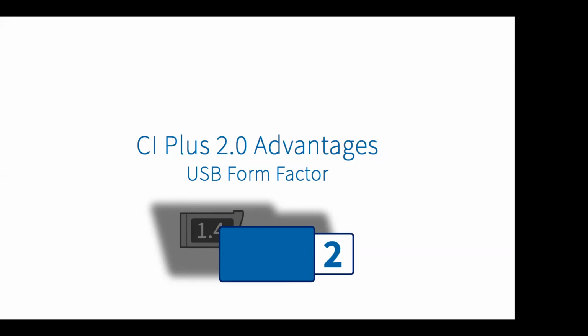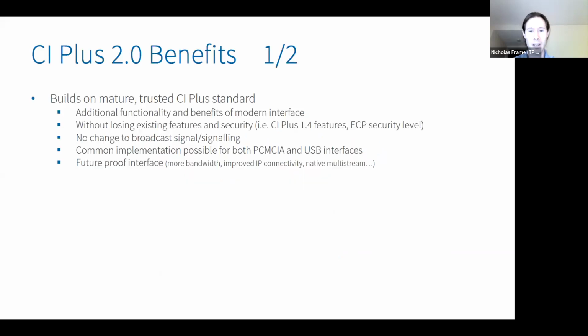Okay, so moving on to CI Plus 2.0 now. So we'll start with going through some of the benefits of this standard, because it might not be immediately clear why moving to a new interface is of any significant benefit. So the first point to insist upon is that we're not starting from scratch. This is not a completely new standard. This builds upon the existing CI Plus 1.4 features and the security level. So there's no loss of features or security by moving to USB. So you get the additional benefits of this modern interface without losing anything.